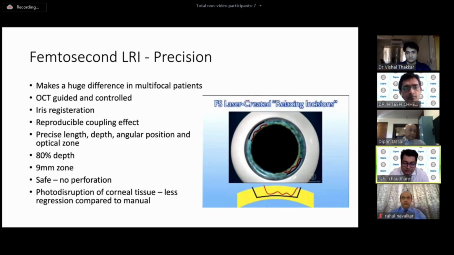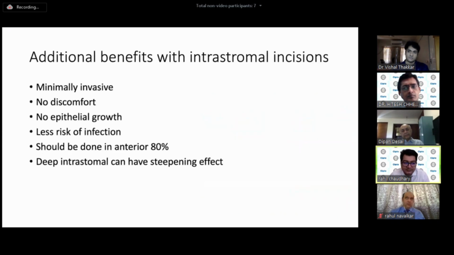The length, depth, angular position, optical zone again can be accurately the way you want it. The depth is usually kept at 80% and the zone is usually kept at 9 millimeter. It is safe. We don't have any perforations. And the photodisruption of corneal tissue causes less regression compared to the manual. And additionally, what you have with femto LRIs is that you can put intrastromal incisions where you don't have to open up the epithelium or disrupt the epithelium. You can just have intrastromal incisions. They are minimally invasive. They are very comfortable. There is no epithelial growth. There is less risk of infection.